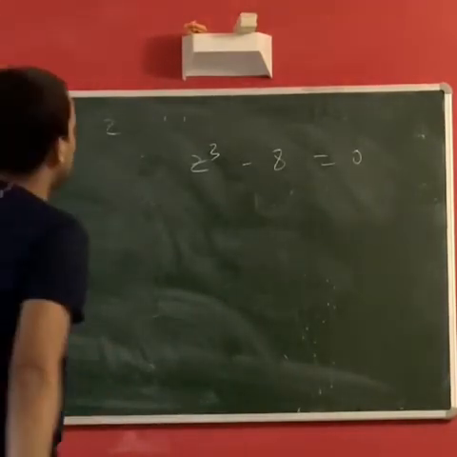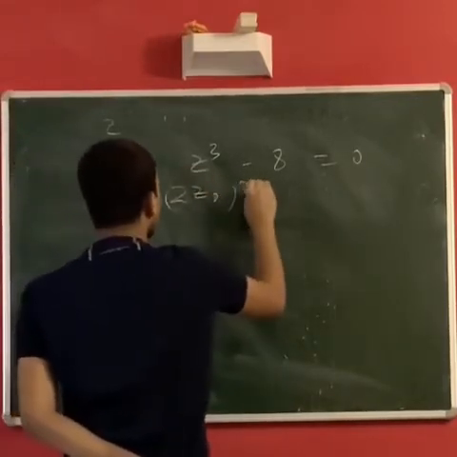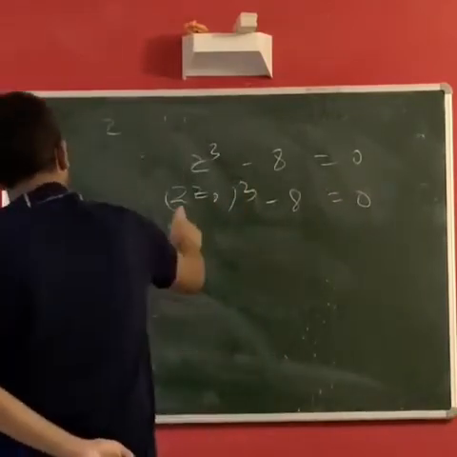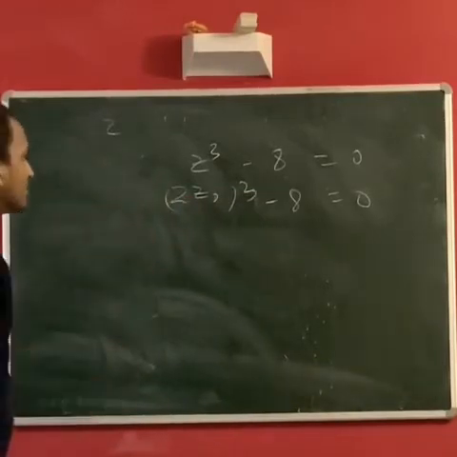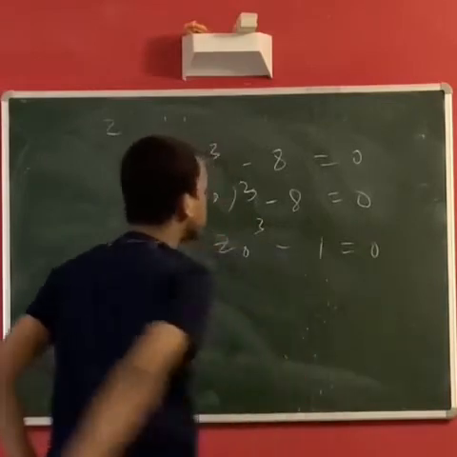The trick is simple. Substitute z as 2z naught. So it's (2z naught) whole cube minus 8 equal to 0. So this is 8 z naught whole cube. Take the 8 common and cancel it. You will have z naught cube minus 1 equal to 0.